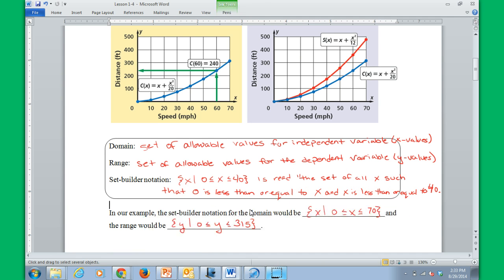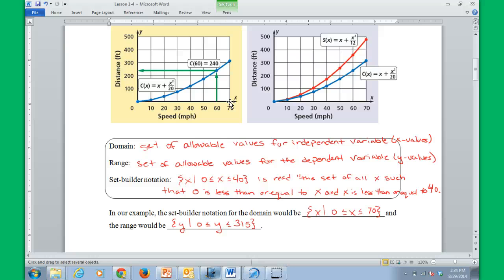In looking at our example up above, we got this graph. The set builder notation for the domain. So it's asking you what the possible values of x are on the left graph. Well, the smallest value is 0, and the largest value here is 70. So that's why you have x such that 0 is less than or equal to x, less than or equal to 70.